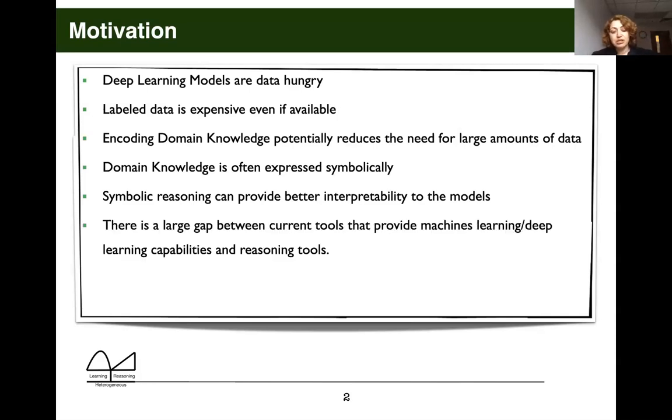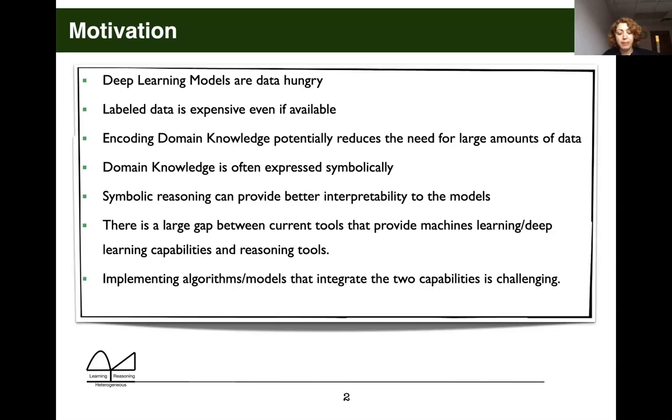There is a challenge, however, and that's the large gap between the current tools that provide deep learning design, like designing deep learning models, and the tools that provide symbolic reasoning capabilities. That is why implementing algorithms that integrate the two capabilities is challenging.